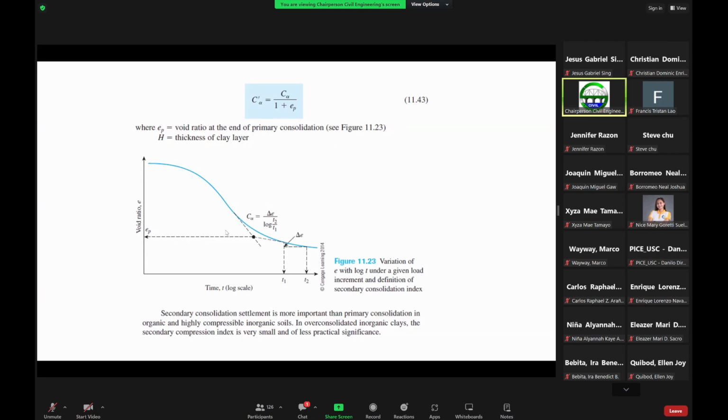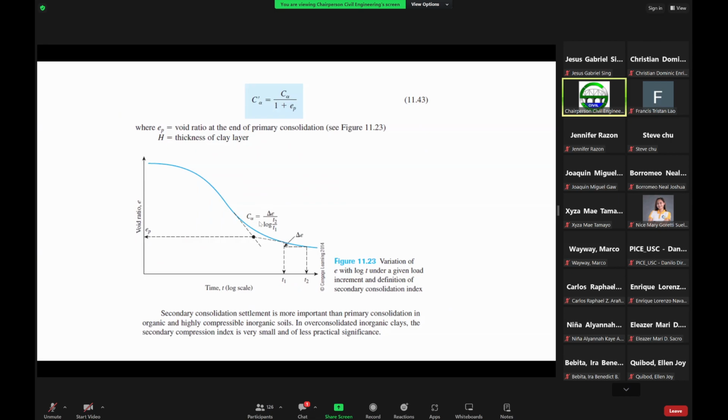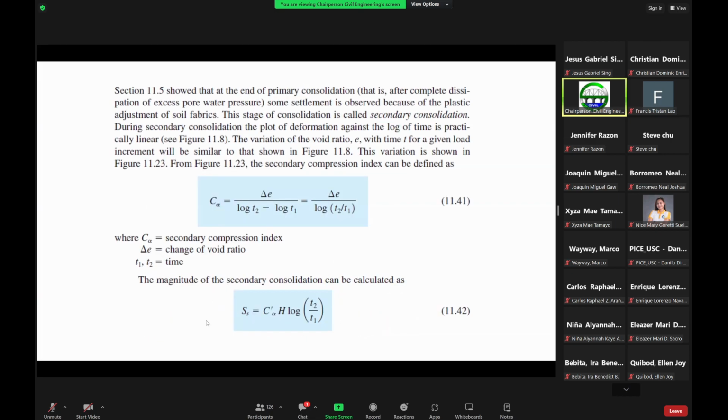No? This one here. Okay, so this is now basically the end. This is the end of your primary consolidation, wherein after this one, this is the start of the secondary consolidation. Okay, so this is now your E sub P, and then C alpha here is basically this one. This is the formula. Or basically, this one here. And this is your C alpha. Okay, so that's this formula now.